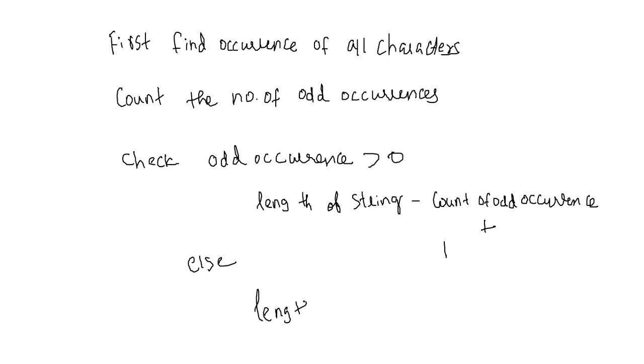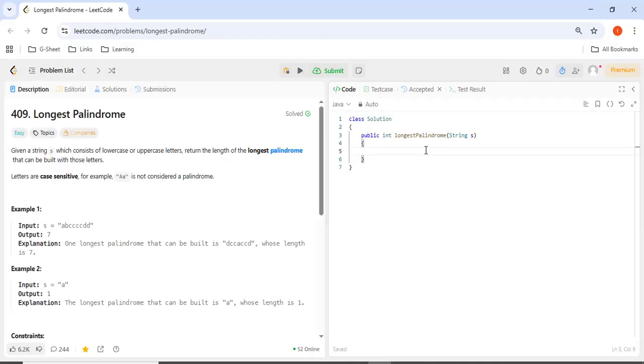string is the output value. Because if I have all the characters with even occurrences, obviously with all the characters I can form a palindrome. That is why the length of the string is the output. Now let's go for the implementation of the program.